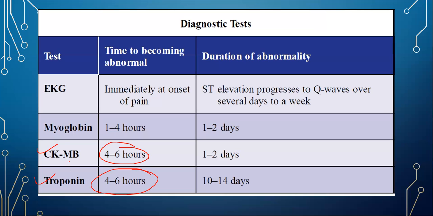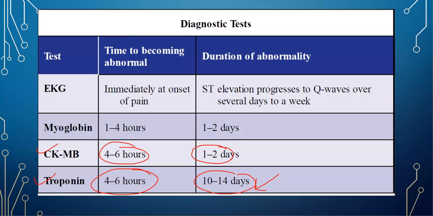Now you can see that CKMB usually will be elevated for just 1 to 2 days, but troponin can be elevated up to 2 weeks. So if someone presents with a delayed presentation after onset of chest pain, which one is more appropriate to order? Troponin, because it will be more elevated.